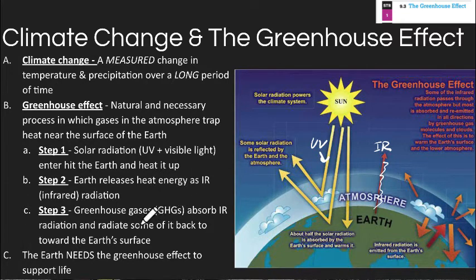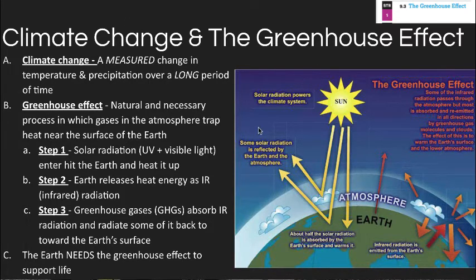But when we talk about step 3, these greenhouse gases absorbing infrared radiation, radiated back towards the Earth's surface, as we have more greenhouse gases, this process is enhanced, and that is the concern when we talk about climate change, right? So the concern here is this measured change over a long period of time. So it's change in temperature over this long period of time correlates very strongly with the change in greenhouse gases, particularly CO2, as we have measured through ice core data.